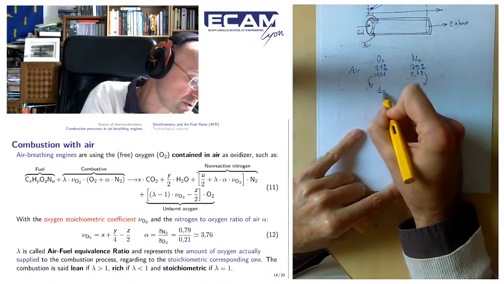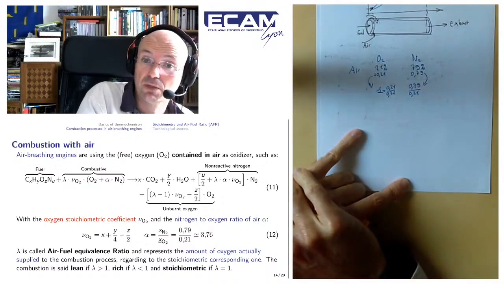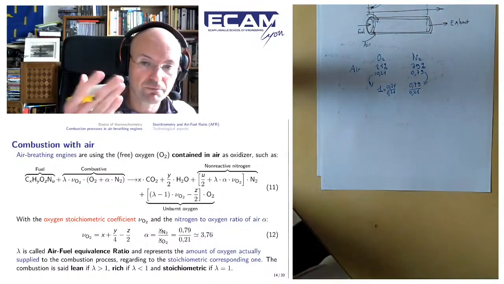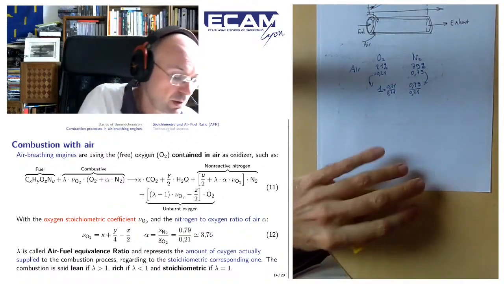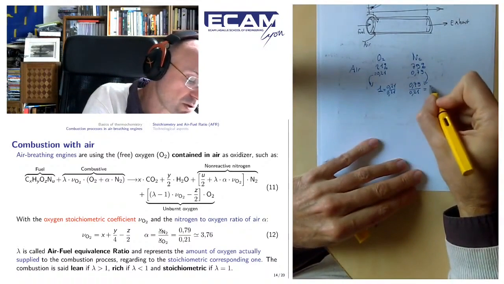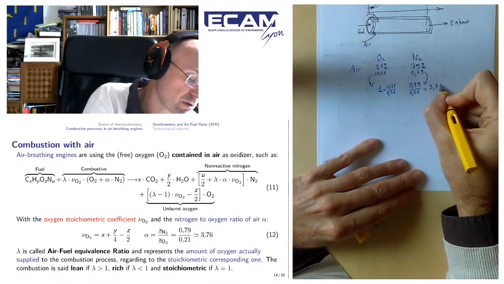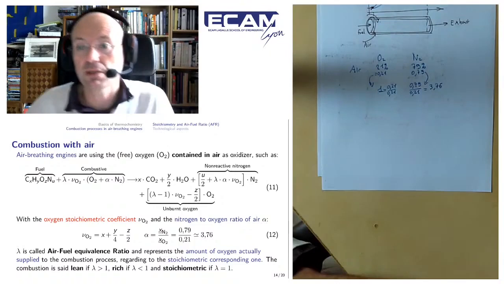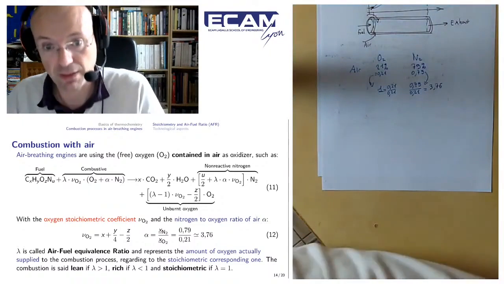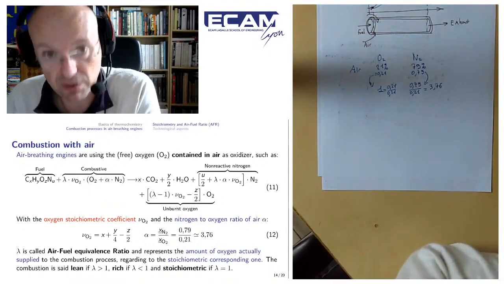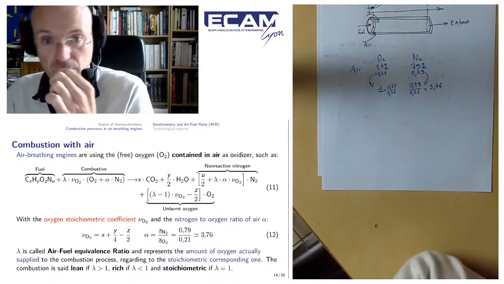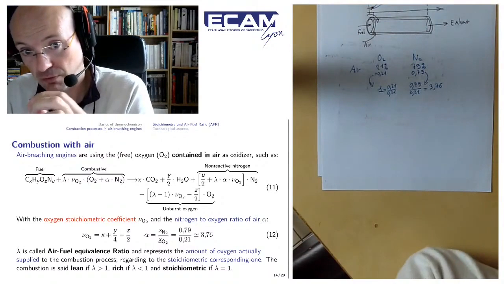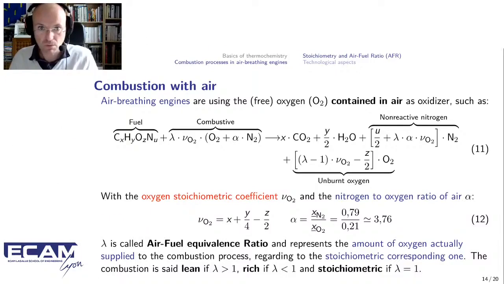Because this one is just this. I just divide, in this case, by 0.21. And so this one is just equal to 3.76. This is the reason why in such a combustion process, when I have 1 amount of oxygen, I have 3.76 amount of nitrogen. And this is what is called alpha in my slides.